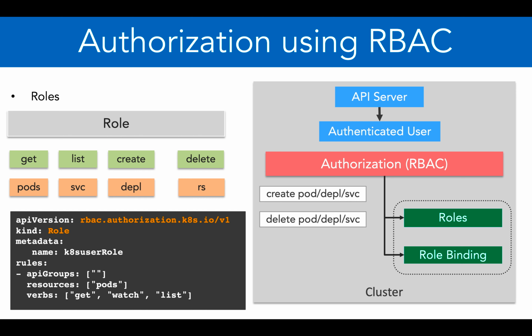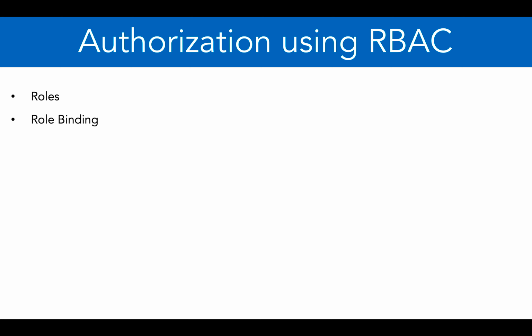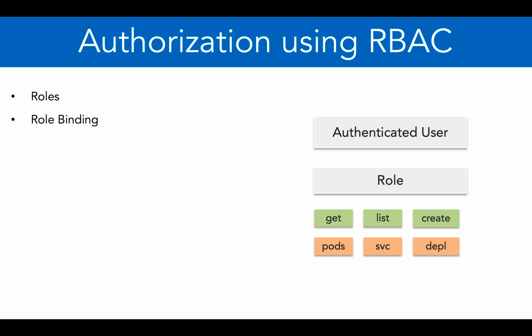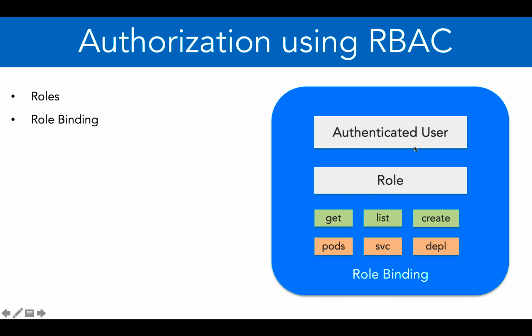Now this is only the association of permissions with the resources, but we have not attached or given these permissions to any user. So that is where role binding comes into the picture. Using role binding, we bind the user with the role. So the role mentions the permissions along with the resources, and role binding mentions the users or groups. So let's say we have this authenticated user, and this is the role which has all these permissions or all these actions on all these resources. And role binding is used to put them together.